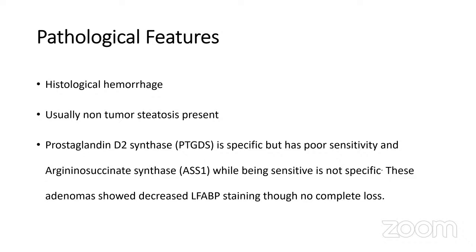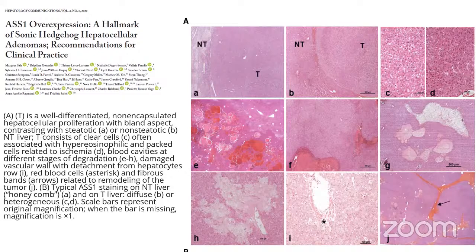If you do see histological hemorrhage and don't have access to the stain, you can just raise the possibility that these might represent a sonic hedgehog adenoma. These adenomas also show decreased LFABP staining. However, there is no complete loss, as compared to the HNF1 mutated adenomas, which have complete loss of staining. These would not have complete loss, so there will be some decreased staining, like patchy loss and less intensity than the background liver. So this is directly from the paper.